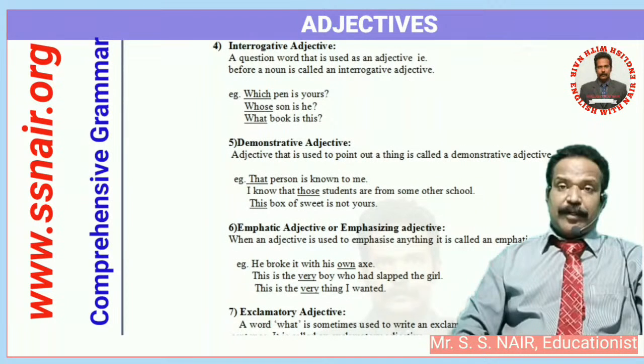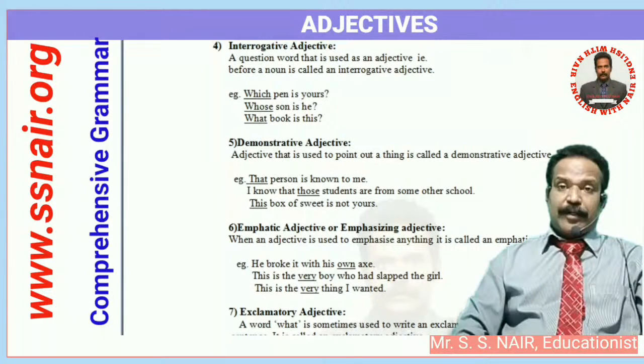Now let's see exclamatory adjective. A word like 'what' is sometimes used in an exclamatory sentence. It's called an exclamatory adjective. Now if the sentence is exclamatory and this sort of word is used before nouns, it is an adjective. What a fine wristwatch it is. What a fine is an adjective. So in an exclamatory sentence, when I start, what a beautiful scene it is.